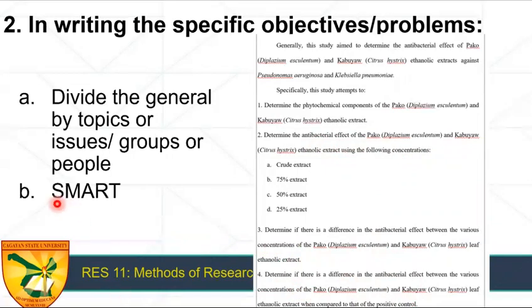So note that when writing your specific objectives, you see here the keyword specific. So it needs to be SMART. It is specific, measurable, attainable, realistic, and time-bound.